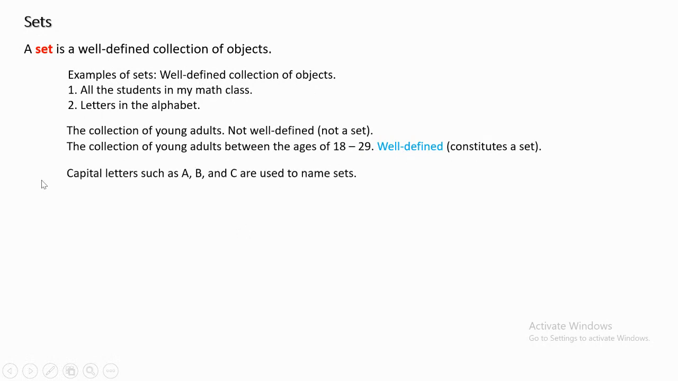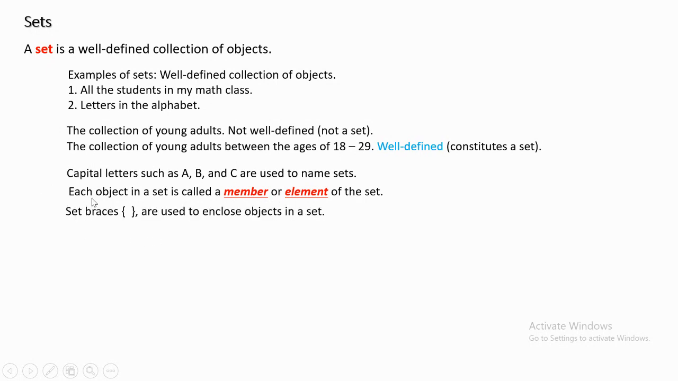Now, to name sets, we use capital letters, such as A, B, and C. Each object in a set is called a member or an element of the set. The set braces, or brackets, are used to enclose objects in a set. So for example, this is how you read this: set A consists of the elements or members 3, 4, and 5.